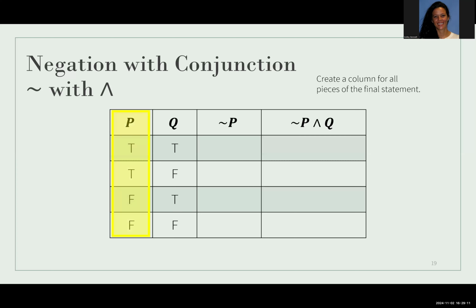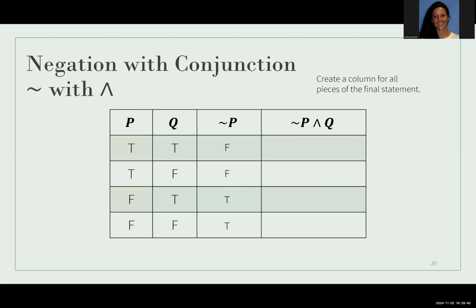So I'm going to look at P. And in my third column for the negation of P, for not P, I'm going to fill that out based on my column for P. So wherever P is true, I'm going to write false. So in the first and second positions, I'm going to change those trues to false. And then in the last two, I'm going to change those falses to true. So now I have a column for not P.